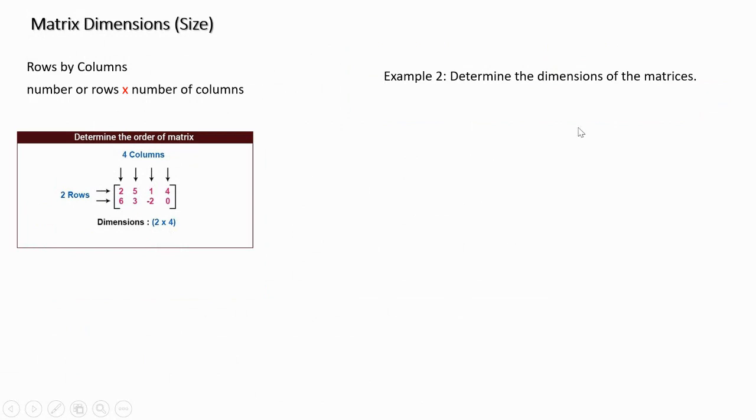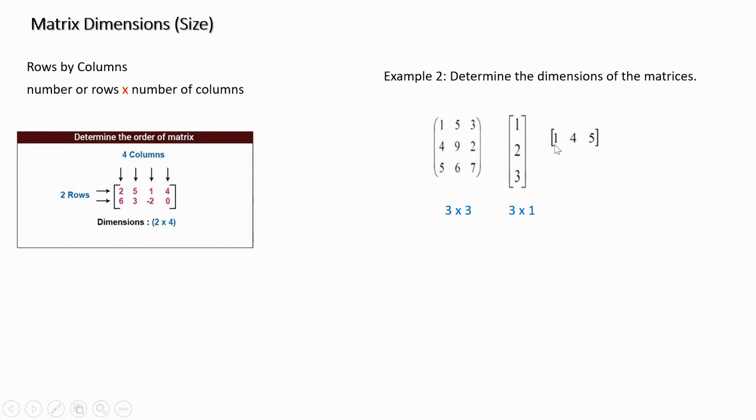Example 2, determine the dimensions of the matrices. Hey guys, what do you think this matrix is? You can put it in the chat if you want. Yes, Patricia, very good. It's a 3 by 3. How about the one in the middle? What will be the size of it? How many rows are there? 1, 2, 3. How many columns? 1 column. So this is a 3 by 1 matrix.